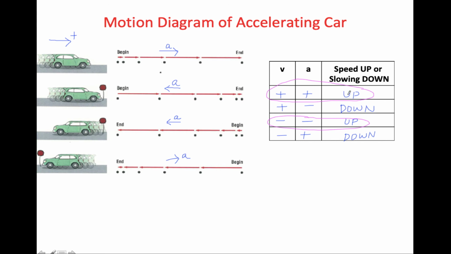We notice that they are speeding up. In the second and the last case, the signs of velocity and acceleration are opposite, so the cars are slowing down. So the conclusion is, whenever velocity and acceleration have the same sign, the object will speed up, and whenever velocity and acceleration have opposite signs, the object will slow down.